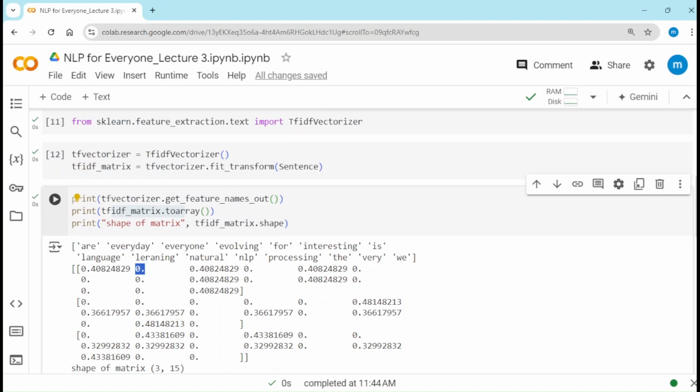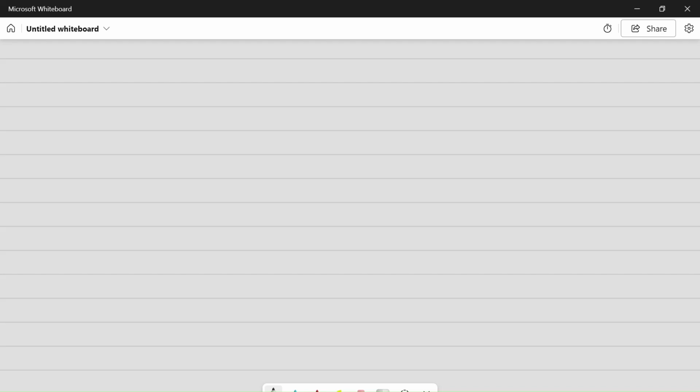I hope you understood. With the Python library, it is very easy to calculate the TF-IDF, but I hope you understand the mathematics behind that. Okay, let's go to the R. This way we can do this.